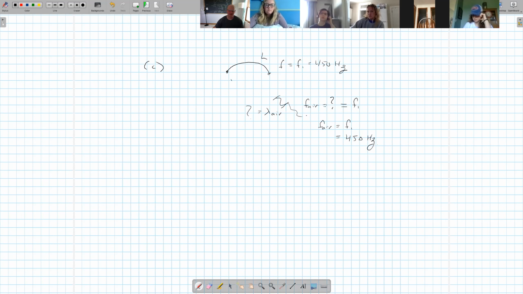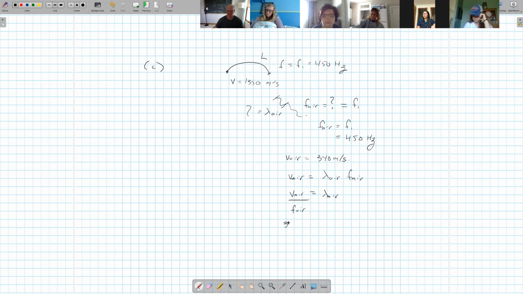But what we know is that the velocity on the string is 1,350 meters per second, but the velocity that we hear in air is equal to 340 meters per second. So since the frequency is the same, the wavelength cannot be the same. Since we know the velocity in air and the frequency, we can solve for the wavelength in air. The velocity in air is equal to the wavelength in air times the frequency in air, which is the same as the fundamental frequency. So the wavelength in air is equal to the velocity in air divided by the frequency in air.